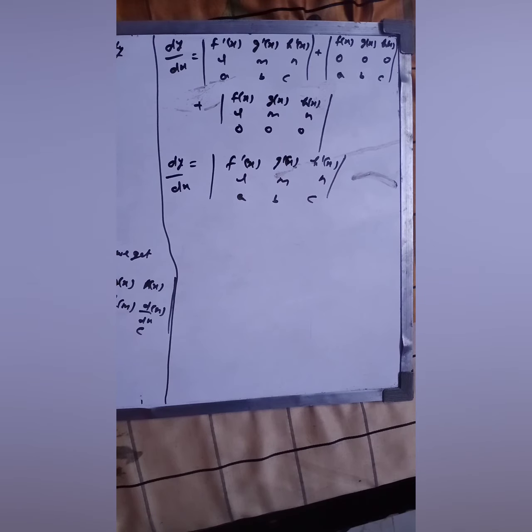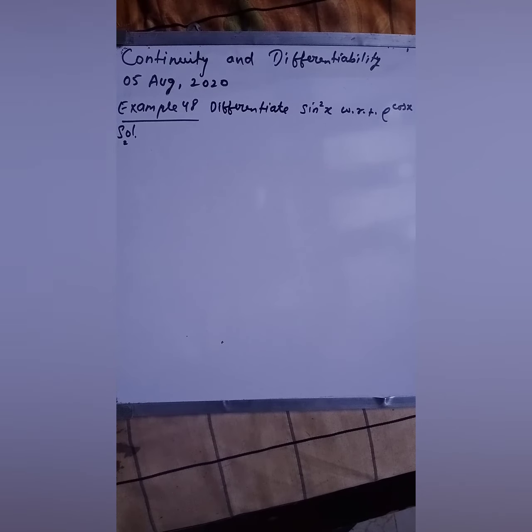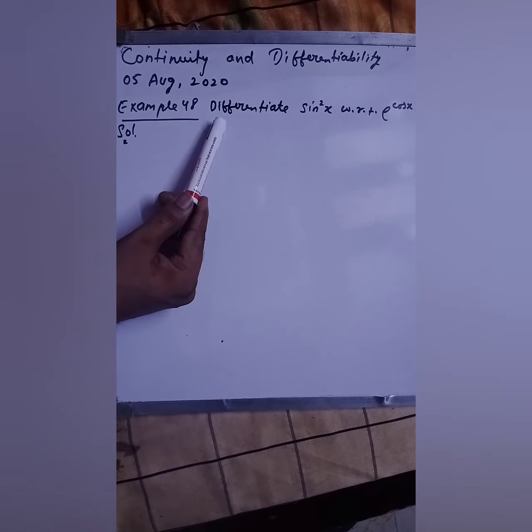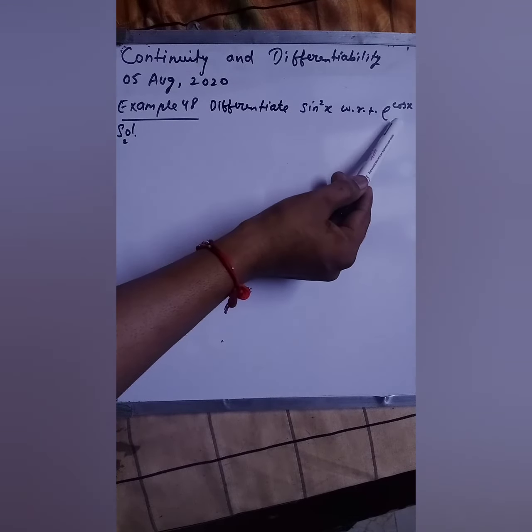So this is how you can solve question number 22 of your NCERT. This is your example number 48. Four or five students have asked me the same doubt, so that's why I'm solving this question here. This is a very simple question. Here we have to differentiate this with respect to this one.